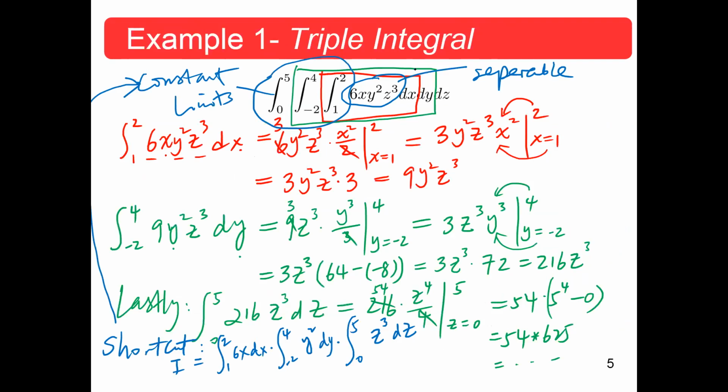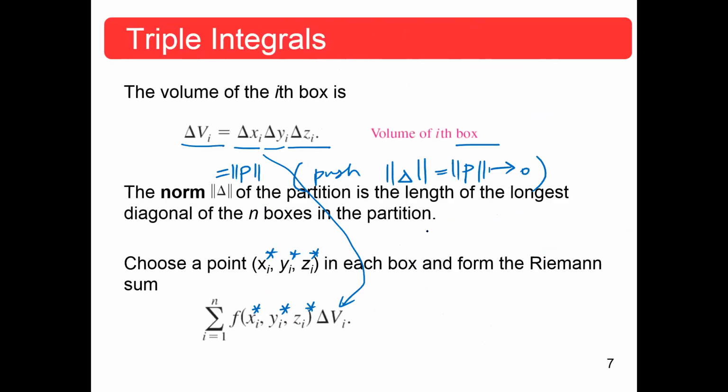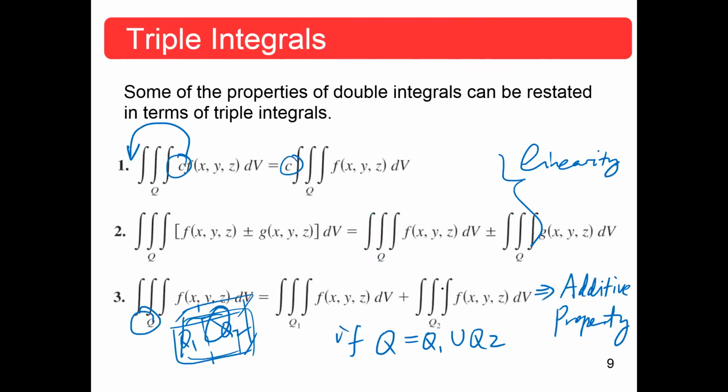In example 1 here, we can say X is between 1 and 2, Y is between -2 and 4, and Z is between 0 and 5. All of these are constant limits, so it doesn't matter whether you go dx, dy, dz, or dy, dx, dz, or dz, dy, dx. The order is interchangeable when you have constant limits, which means it's a simple region. So those are the ones that are easy to take care of.